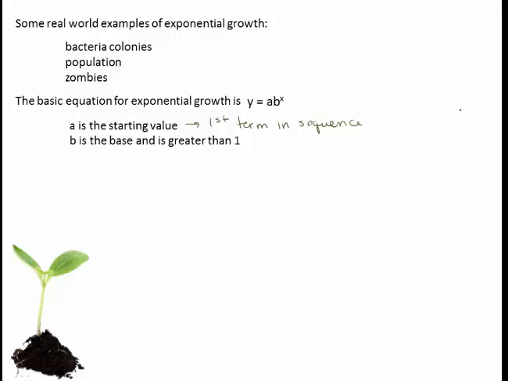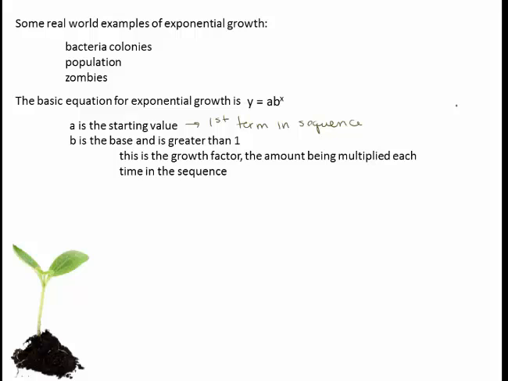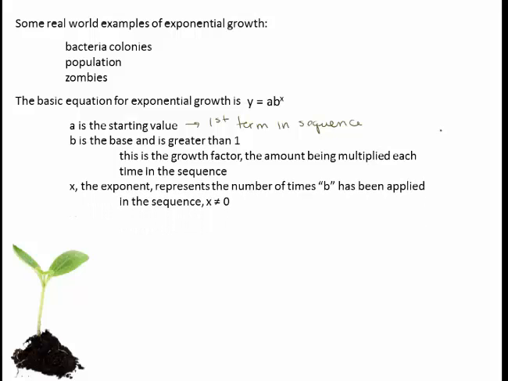The basic equation for exponential growth is y is equal to ab to the x. A is the starting value. This is the first term in the sequence. B is the base, and it has to be greater than 1. This is the growth factor, and that's the amount that is being multiplied by each time in the sequence. X is the exponent, and it represents the number of times B has been applied in the sequence.